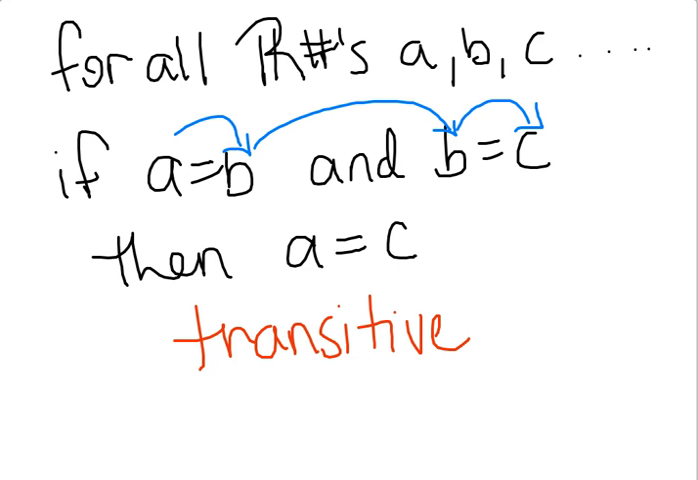You're substituting C in for B. But as far as properties go, we name this one the transitive property because we can transition from A equals B and B equals C straight down to A equals C.